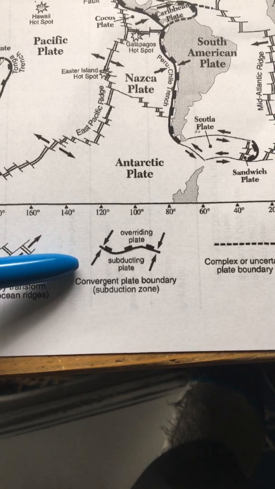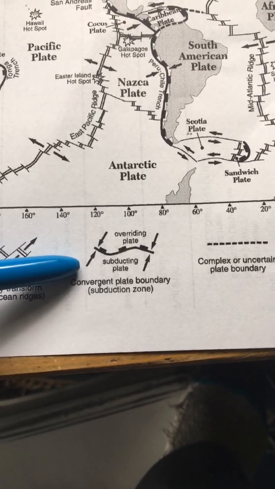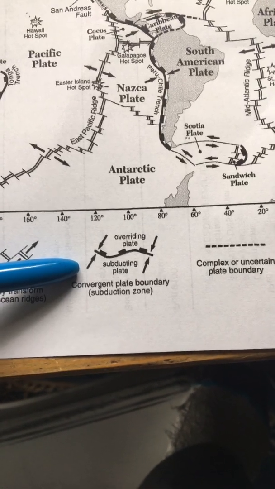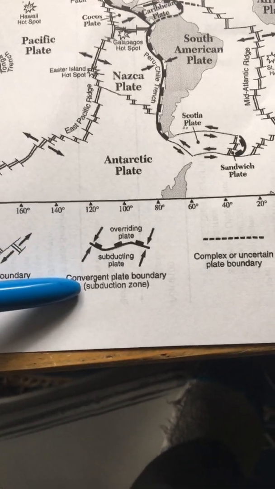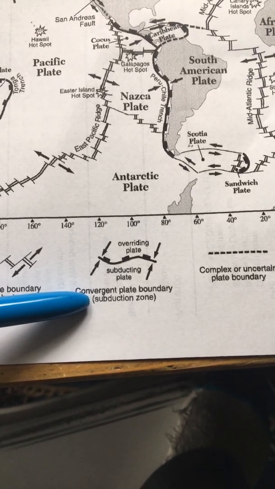Finally, we have our convergent plate boundary. To converge means to come together. Notice the arrows are moving towards one another. They also point out subduction zone. To subduct, like a submarine, means to go under.